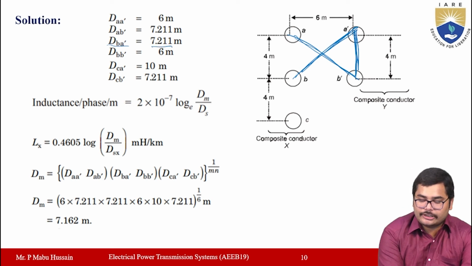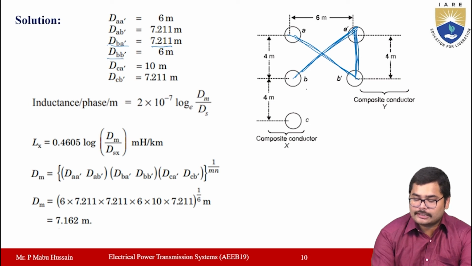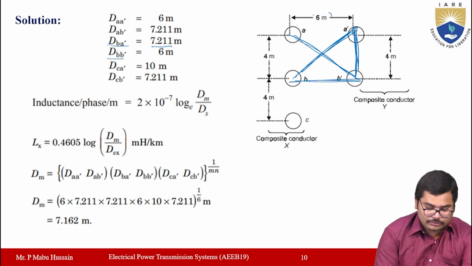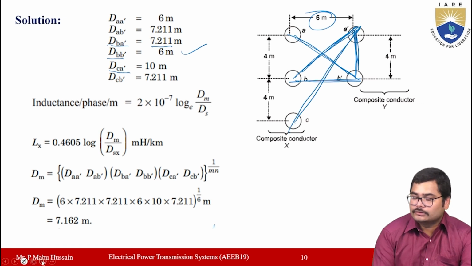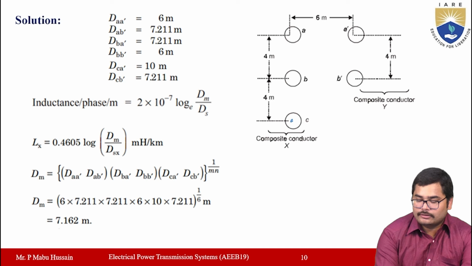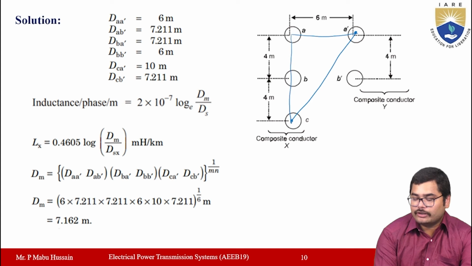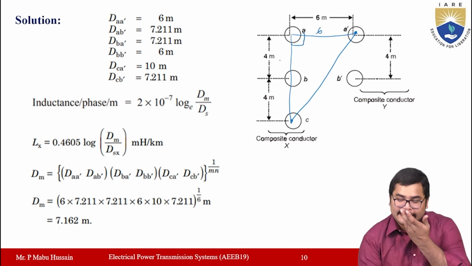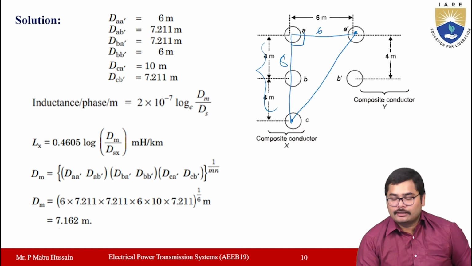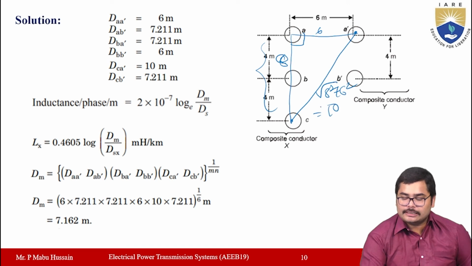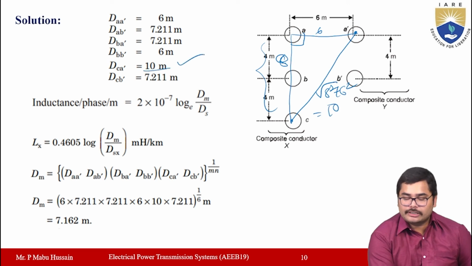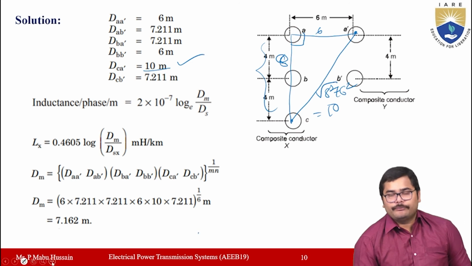Then if you calculate the distance C to A dash, from center to center, you have to always take the distance. Consider this right triangle. This value is 6 and this total value is 8, so 4 plus 4 is 8. So this value will be the square root of 8 square plus 6 square. If you calculate this value, you will get 10. So DCA dash you are getting is 10 meters. Then DCB dash will be the same as DBA dash, which is again 7.211 meters.